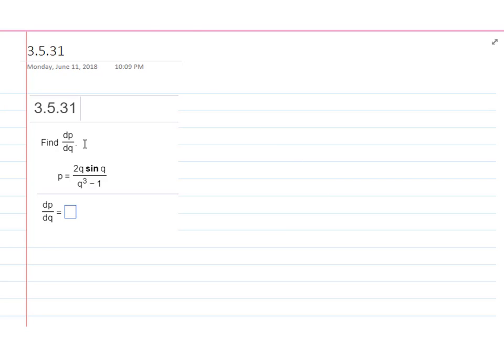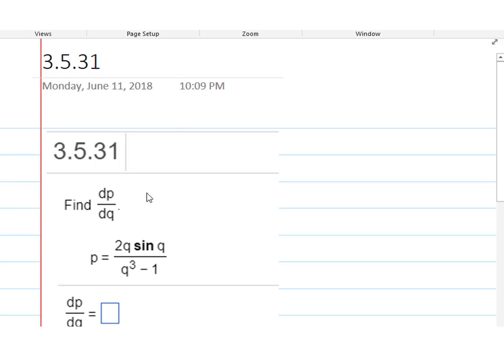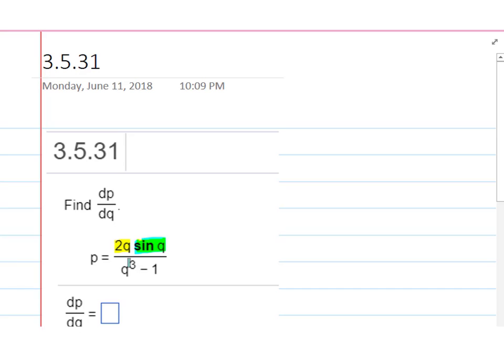In this question, we're asked to find dp dq, and the function is p equals 2q sine q, all divided by q cubed minus 1. So this is an interesting problem because if you take a look here, let's zoom in a little bit. We have a product of two functions of q, here and here. And then that product is being divided by a function of q. So we have both a product and a quotient. So let's remember our product and quotient rules.